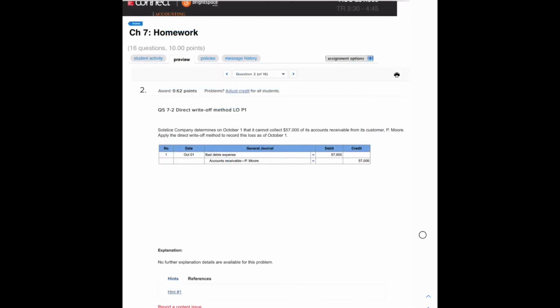So we've now handled the first question, so we'll move on to question number 2. So in question number 2, what we're going to look at is what we call the direct write-off method. And what the direct write-off method does is it is a way that we can use to record when our customers are not able to pay us. Now, a couple of things you want to know here.